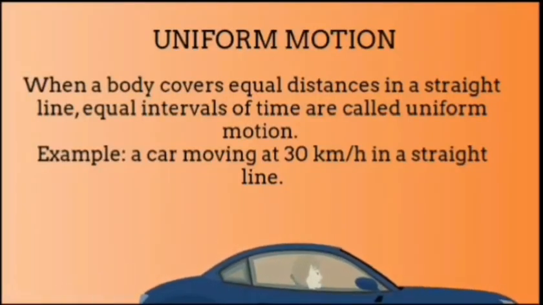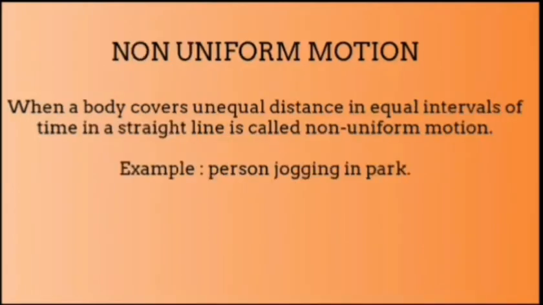Uniform motion. When a body covers equal distance in an equal interval of time in a straight line, it is known as uniform motion. Example, a car moving at 30 km per hour in a straight line. Non-uniform motion. When a body covers unequal distance in an equal interval of time in a straight line, it is called non-uniform motion. For example, a person jogging in a park.